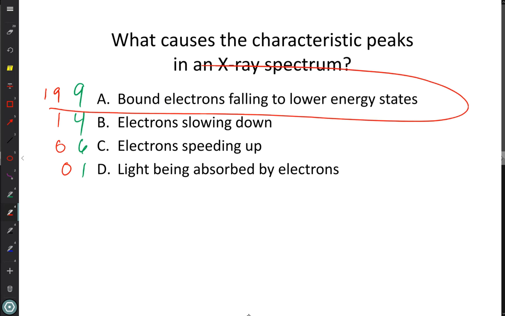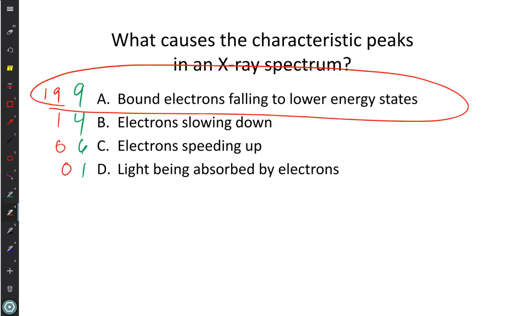Why could it not be light being absorbed by electrons? That's the easiest one to say. Why could it not be that? Yeah, because it's the other way around. It's light being emitted, not absorbed. Okay, electrons slowing down. That's something that produces radiation. What do we call it?